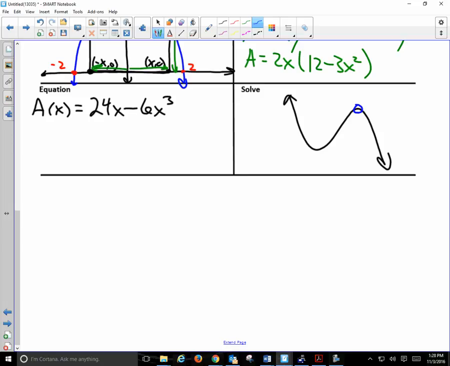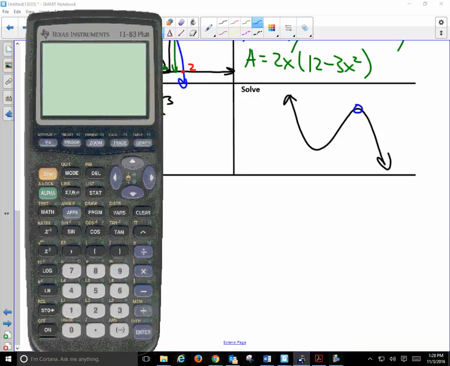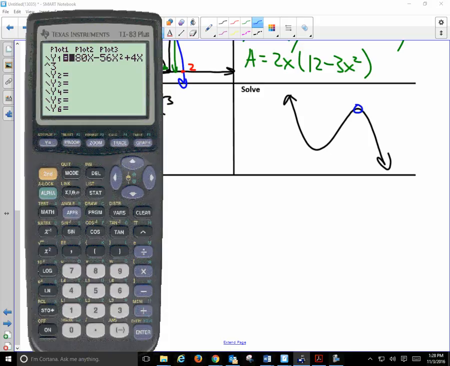We're looking for the largest. We're looking for the maximum. Does negative b over 2a work? No, because it's a cubic. So, we go back into y equals.